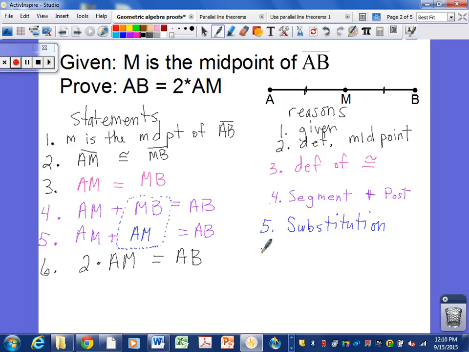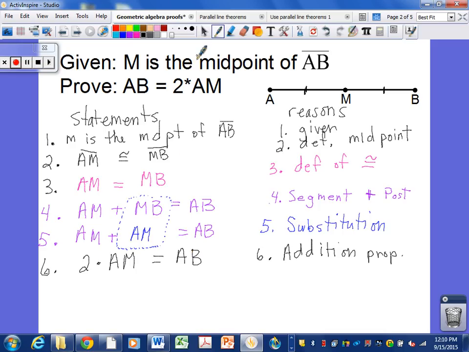So step number 6, what did we do to statement number 5 to make statement number 6? We added them together. So this is done by the addition property of equality. Okay, and we've done what we've asked to do.